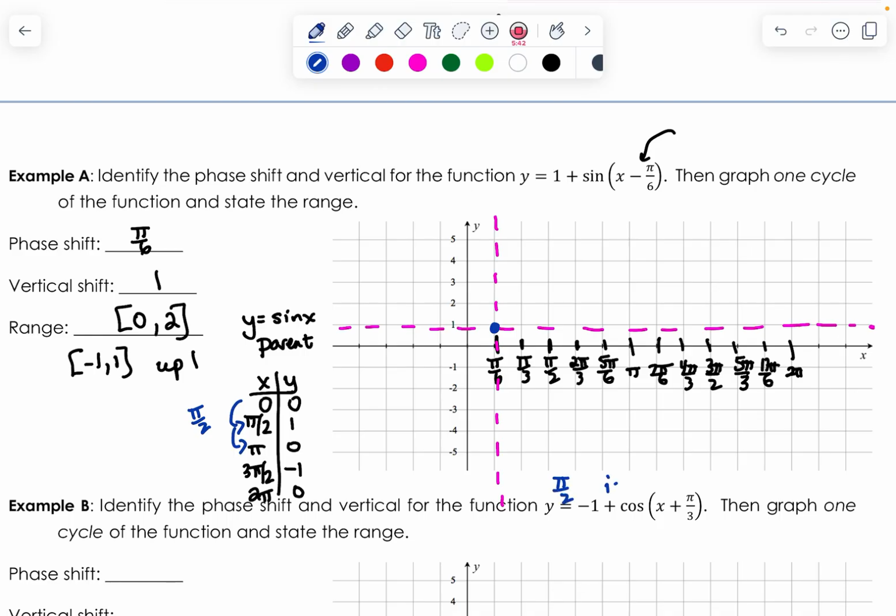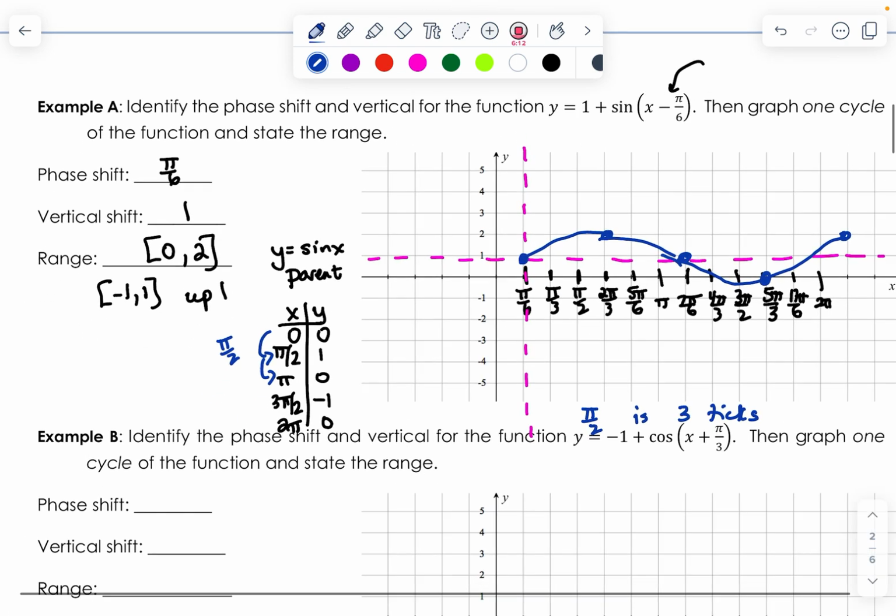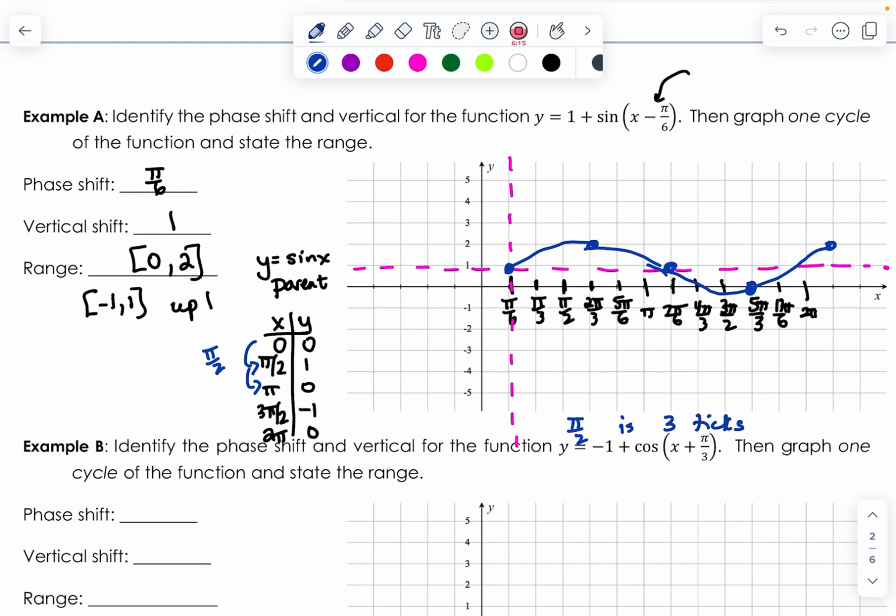So pi over 2 is 3 ticks on this graph, because that's 3 pi over 6. So I'm going to count 1, 2, 3, go up 1, 1, 2, 3, go back to my new 0, 1, 2, 3, go down 1, 1, 2, 3, back up 1. And this does continue on and on. So the domain for sine and cosine functions is negative infinity to infinity. Because that's not too terribly interesting, we don't typically ask you that.